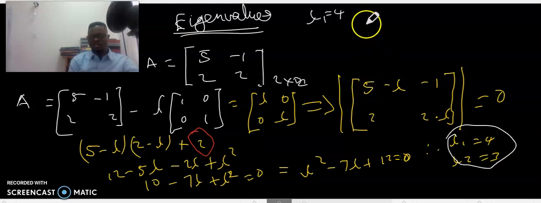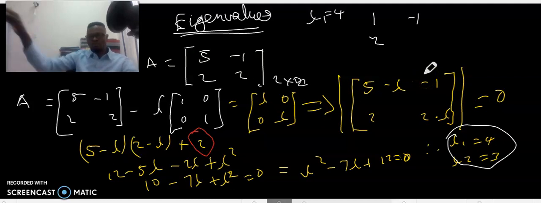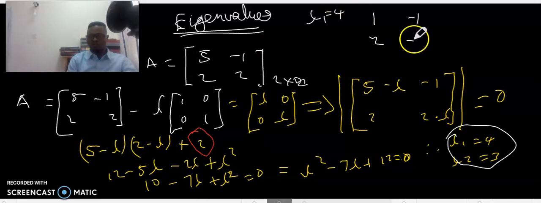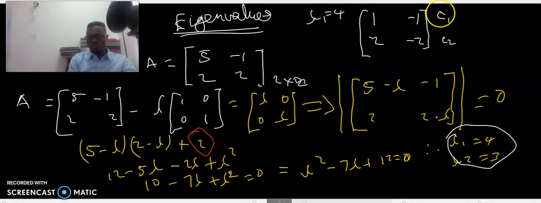So 5 minus 4 is going to be 1. Then we have -1. We have 2. Then we have 2 minus 4, which is going to be -2. So we have -2. We are looking for eigenvectors, and to find the eigenvectors we need to introduce some c1 c2, which is equal to some vectors c1 c2, and this must be equal to 0 0.